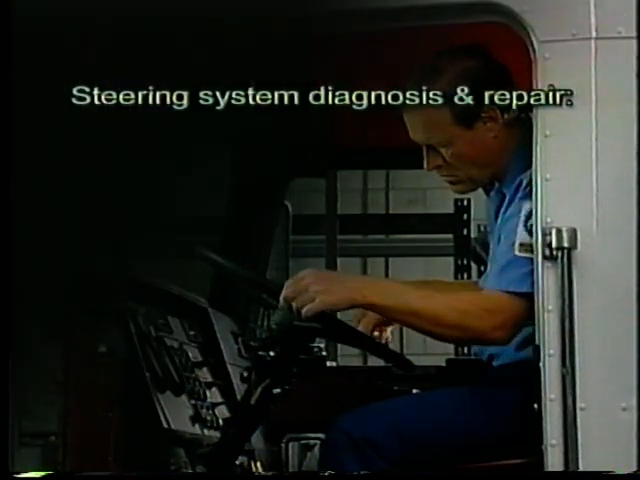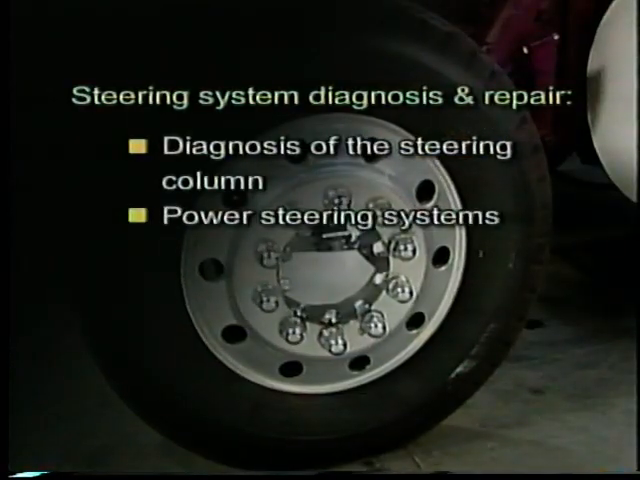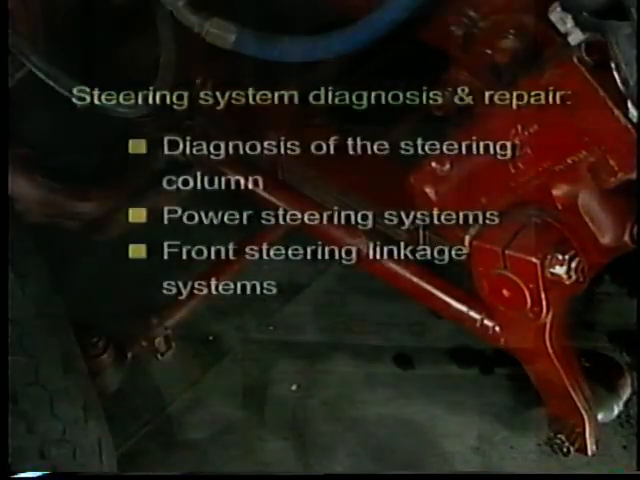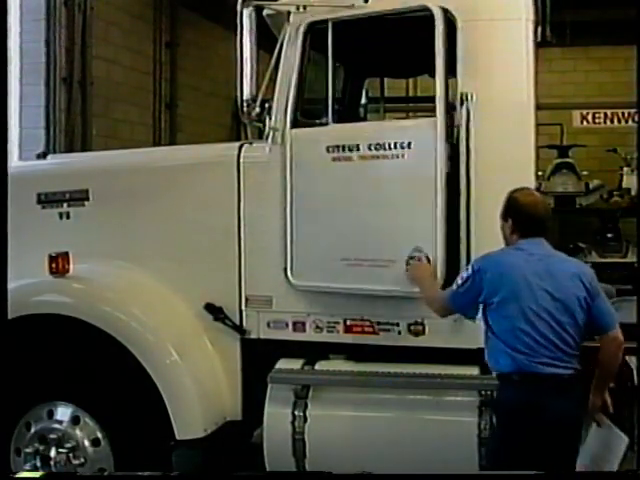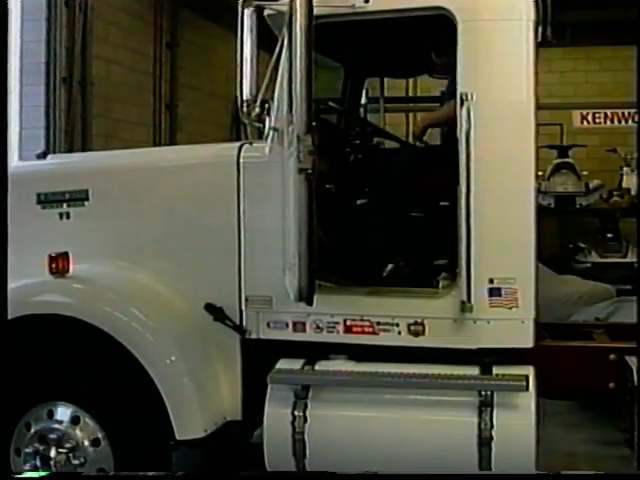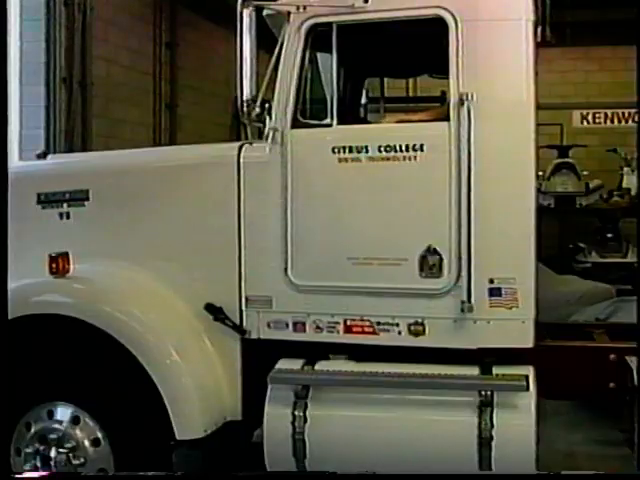Steering system diagnosis and repair includes diagnosis of the steering column, power steering systems, and front steering bushing and steering linkage systems. Diagnosis of any steering or suspension problem begins by getting the best information possible from the customer and then driving the vehicle if necessary to verify the condition.